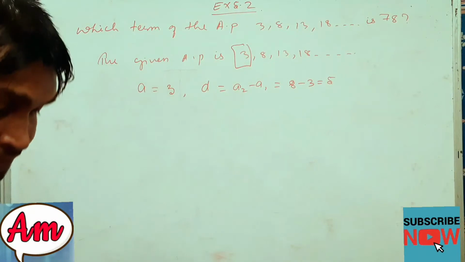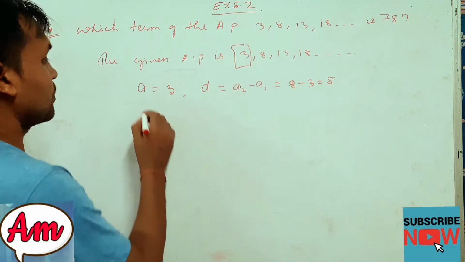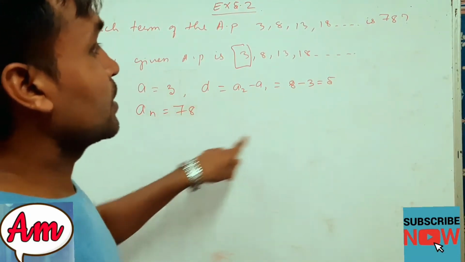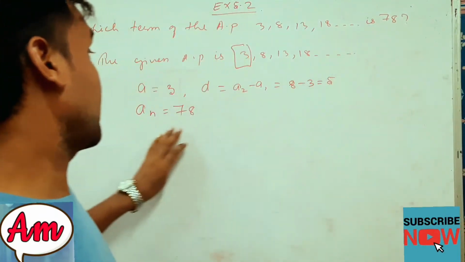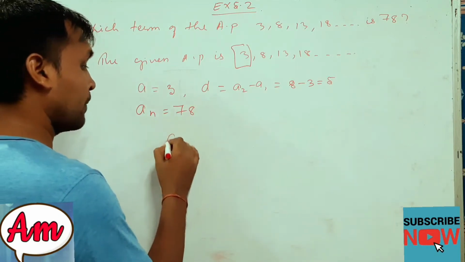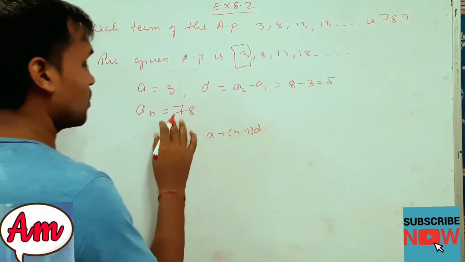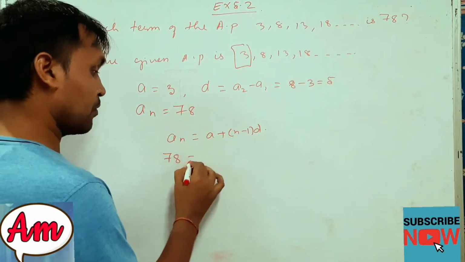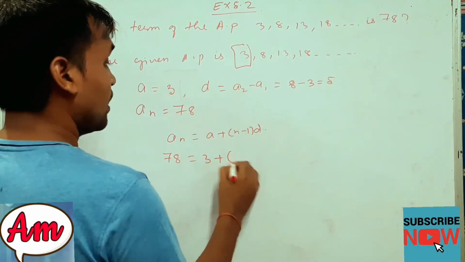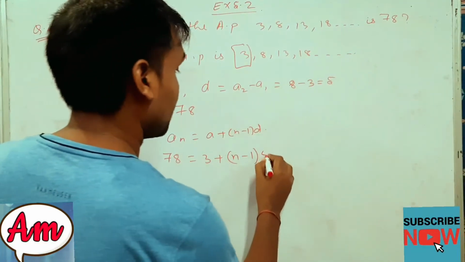Got it? Now another thing is given here, that is an. So we'll write here an equals, nth term is given, that is 78. So we have written here 78. Now we'll use the formula: an equals a plus n minus 1 into d. So an, how much we have? 78. So we'll substitute 78. A equals 3. N we don't know, we are going to find it out, minus 1, and d is 5.